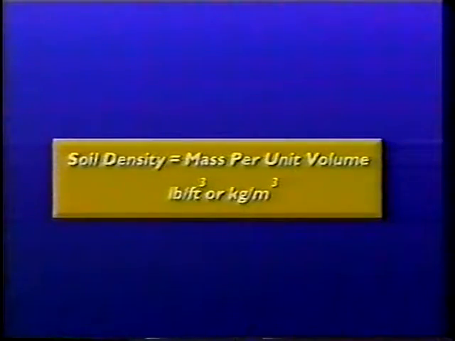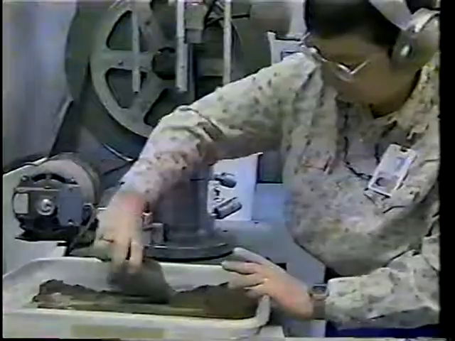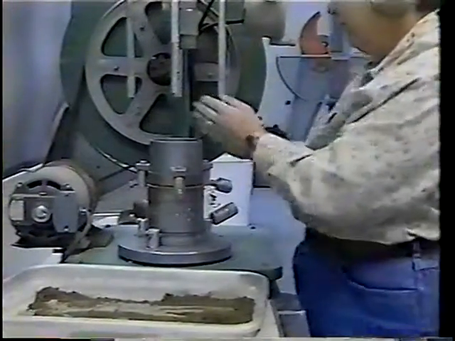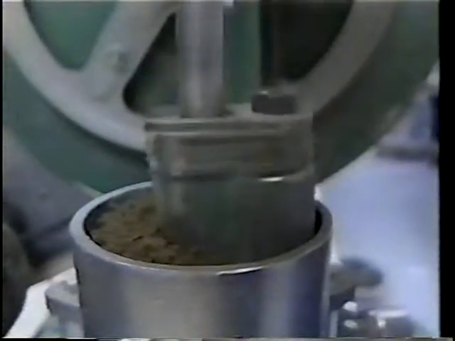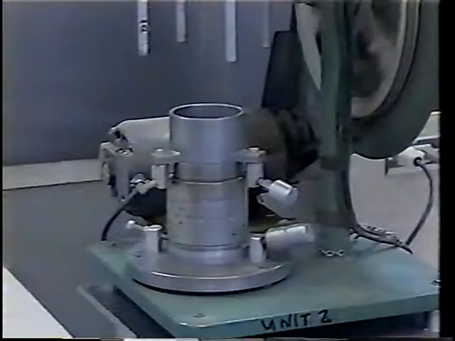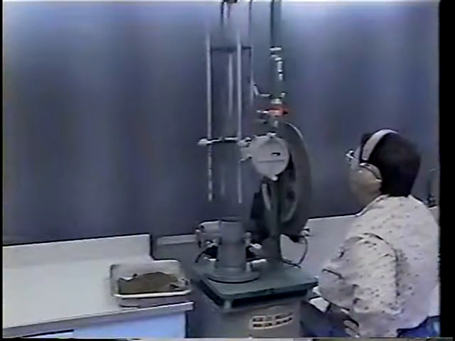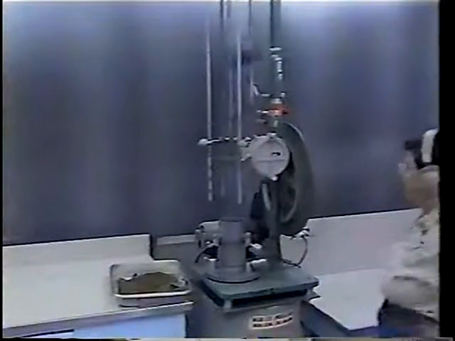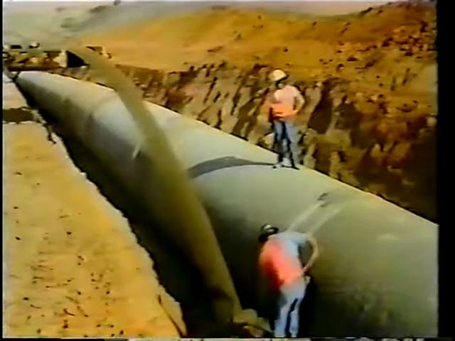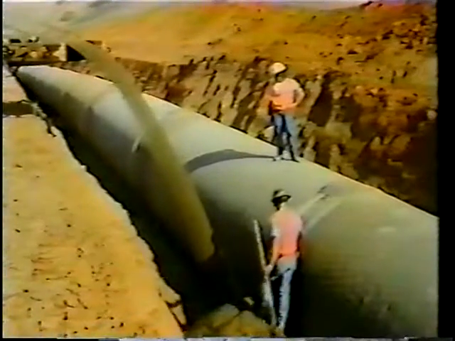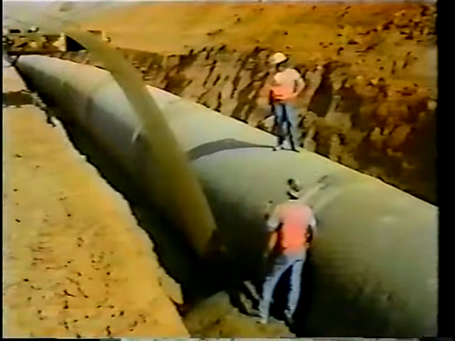Soil density is mass per unit volume, pounds per cubic foot in English units, or kilograms per cubic meter. Soil density is usually reported as a percentage of a density obtained in a laboratory test called the Proctor test. The result might be stated as 90% standard Proctor, for example. The type of soil and the degree of compaction should be specified as part of the design process. In the next section, we see how pipe and soil interact to form a pipe soil system.